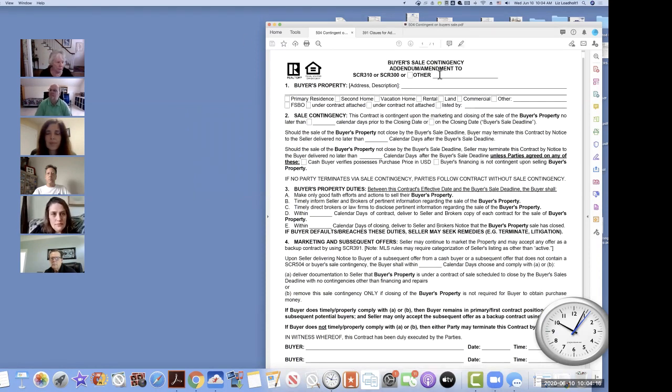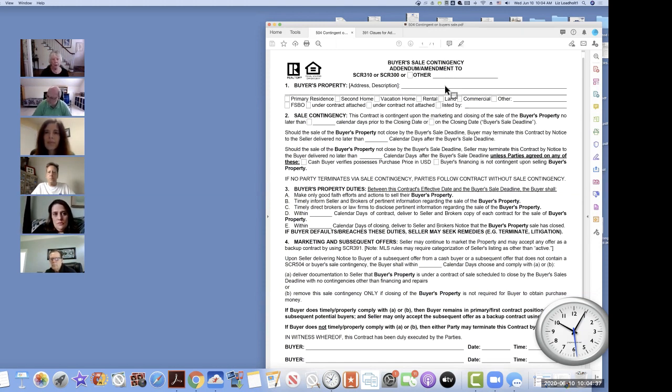And then it says, or other. What would other be? Well, you may have that form 330, I believe it is the vacant land contract, general contract. It's possible you would have this for that as well. So it could be something other than the 310 or 300. So if it is, you'd mark other and put that in there.